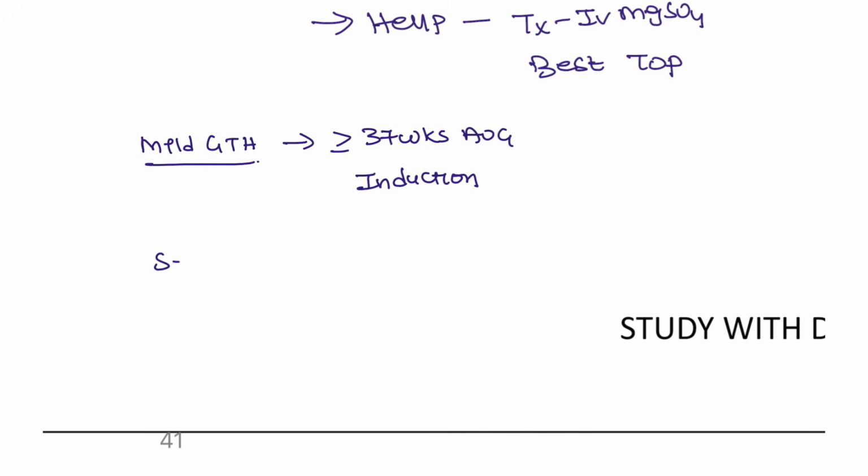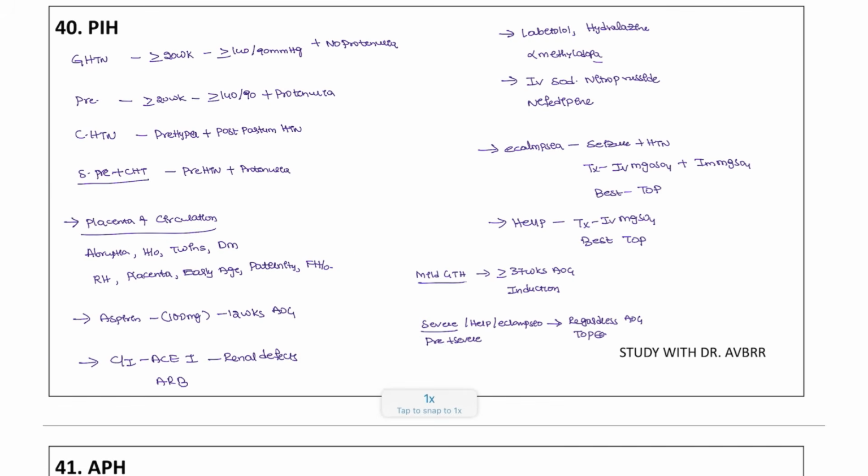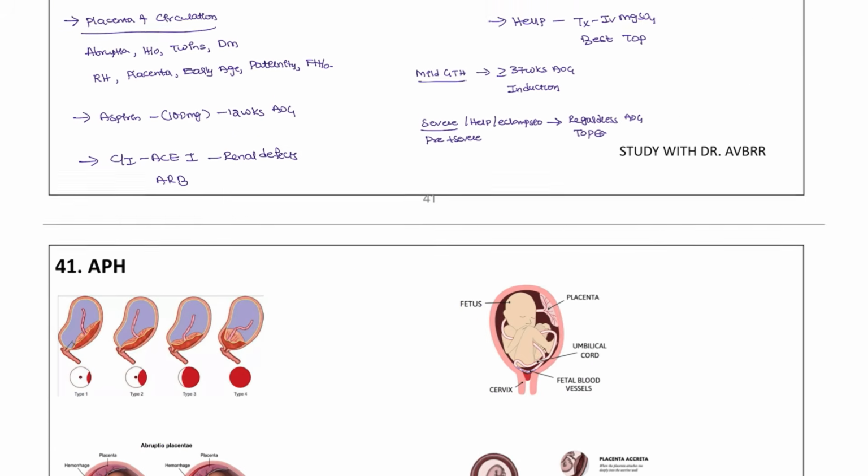But let's say the patient has a severe condition, pre-eclampsia with severe features, or HELLP syndrome, or the patient is having a seizure. All these patients, regardless of their age of gestation, termination of the pregnancy has to be done. You can go and remove the pregnancy immediately. This is how we are going to treat the PIH patient.